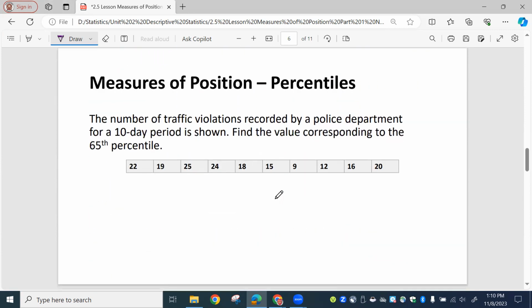We can also do the reverse of that. Perhaps we want to know, hey, what number of violations would represent the 65th percentile? That means that 65% of the data points would be below it.